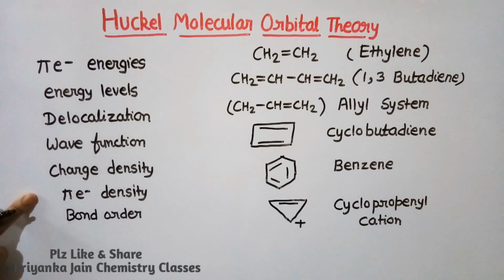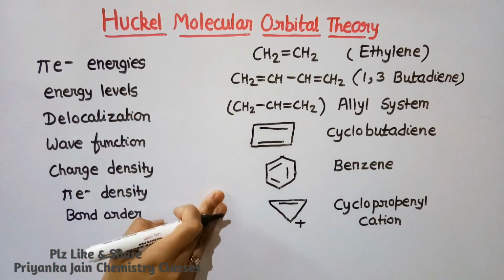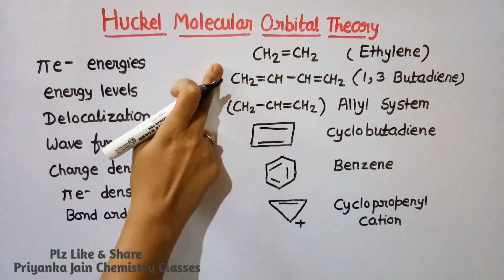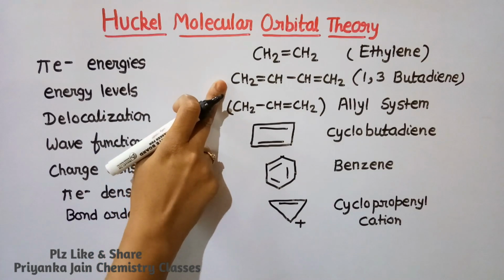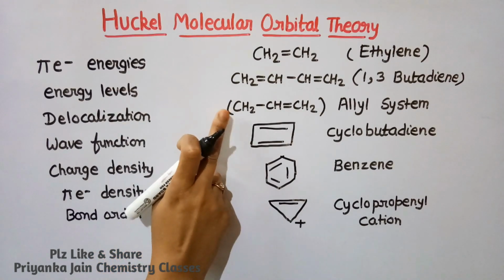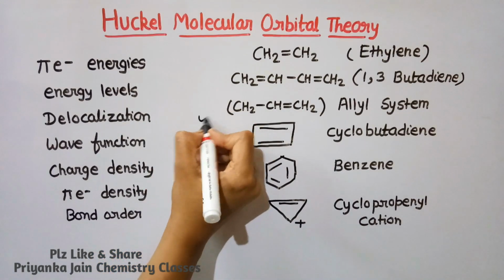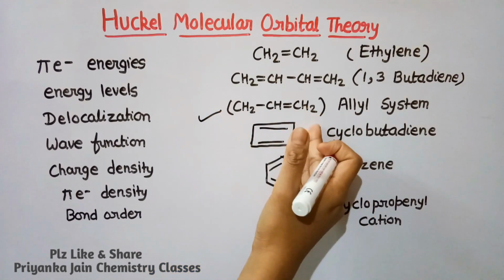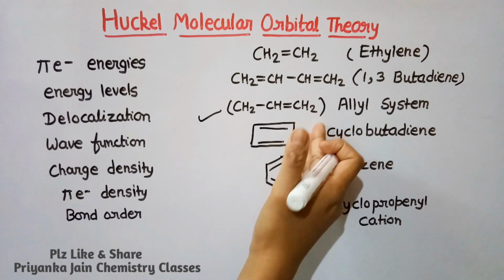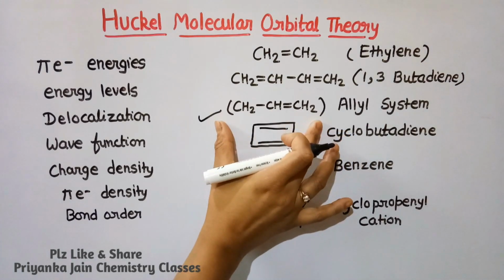About these things, questions have been asked in the question papers, and you will see all of these systems here. I will give you the explanation of all of these systems one by one. Firstly ethylene, then 1,3-butadiene, and then the allyl system. The allyl system is the most important because several times a question has been asked about either the allyl radical, cation or anion, anyone for the allyl system.